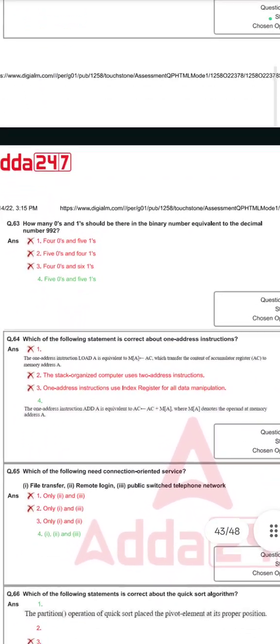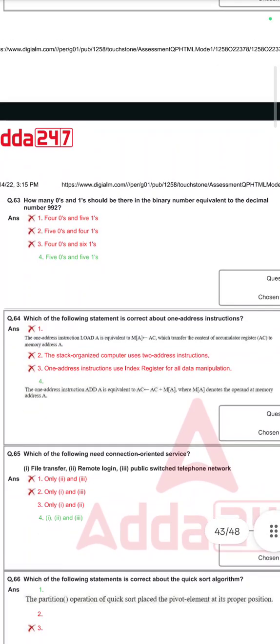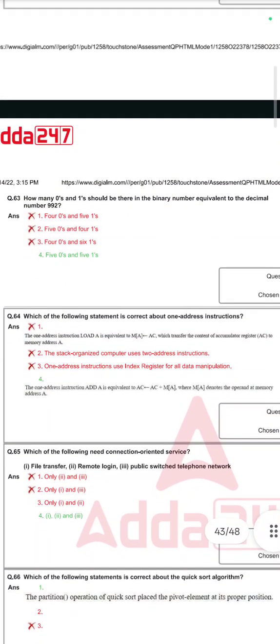Okay. How many zeros and ones should be there in a binary number equivalent to the decimal number 992? 5 zeros and 5 ones.